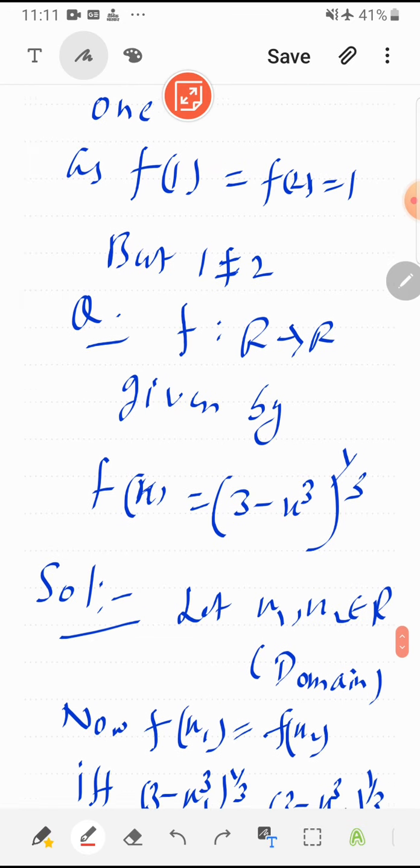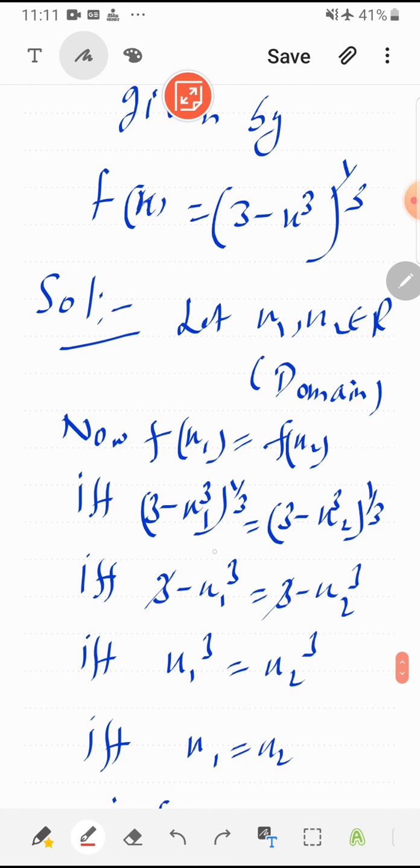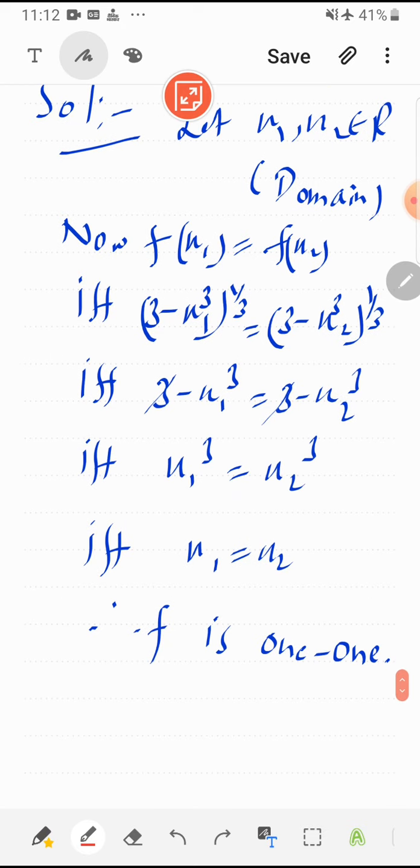Next, f from R to R given by 3 minus x cube, whole raised to the power 1 by 3. We have to check again whether this is a 1-1 function or not. So again let us pick two values, x1, x2 belonging to R, which is the domain. Now f of x1 is equal to f of x2, that means 3 minus x1 cube raised to the power 1 by 3 is equal to 3 minus x2 cube raised to the power 1 by 3. Now cubing both sides will eliminate the power 1 by 3. Cancelling the 3 and the negative sign, we are left with x1 cube is equal to x2 cube, and then taking the cube root, if and only if x1 is equal to x2, so f is 1-1.